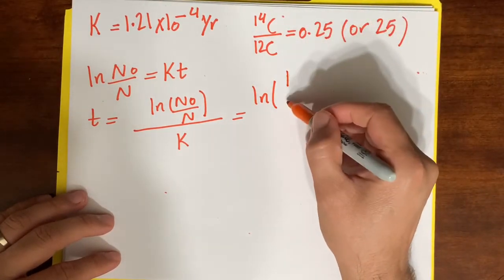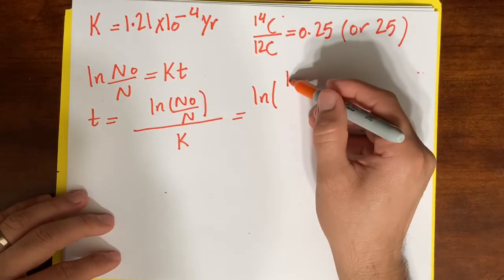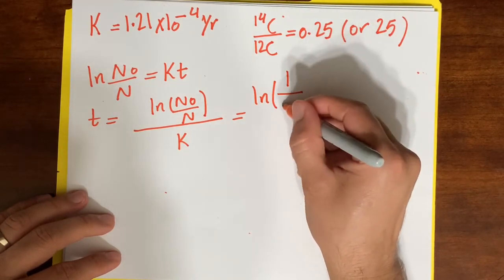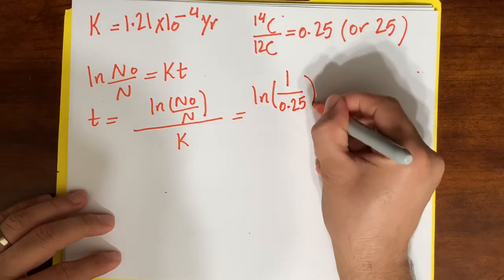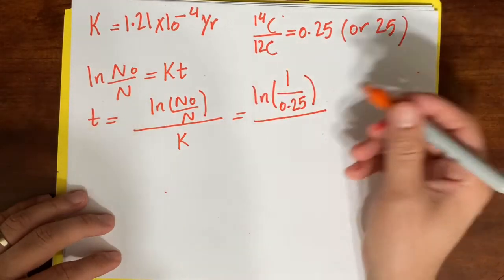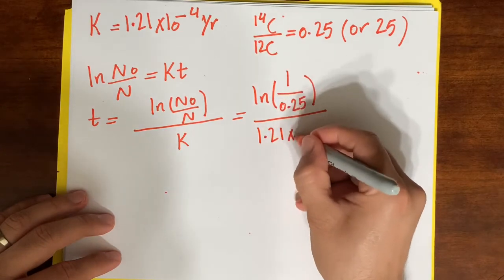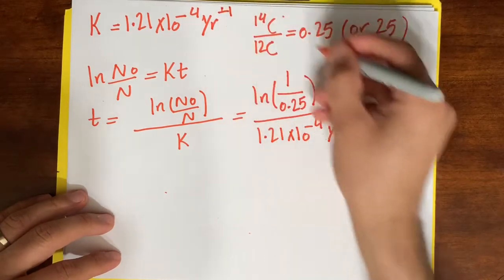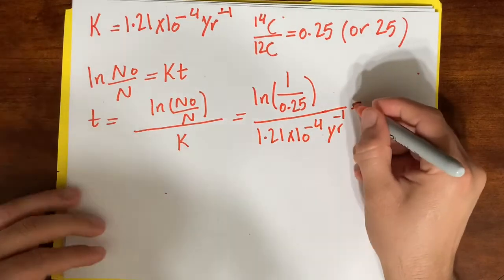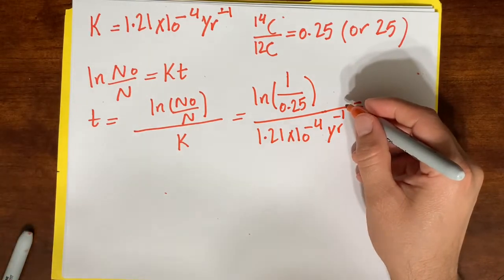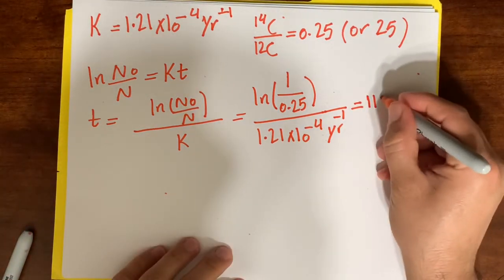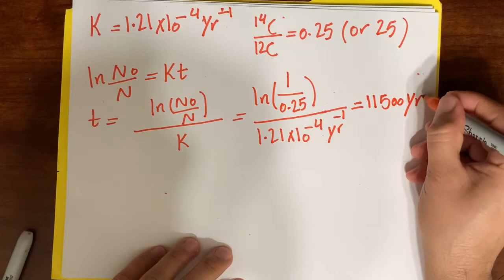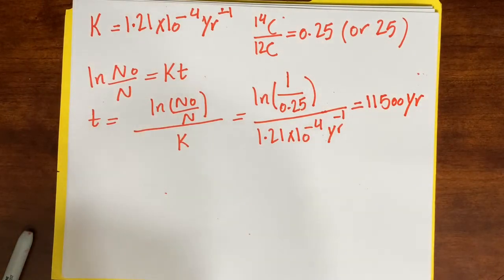If you use 100 for N0, then use 25 for N. If you use 1 for N0, then use 0.25. So I use 1 for N0, and this one will be 0.25, divided by k, which is 1.21 multiplied by 10 to the power of minus 4 year minus 1. The answer will be equal to 11,500 years. That's the time that we need to spend.